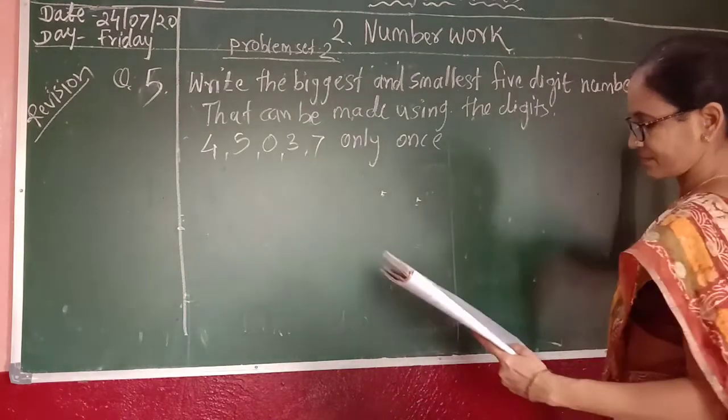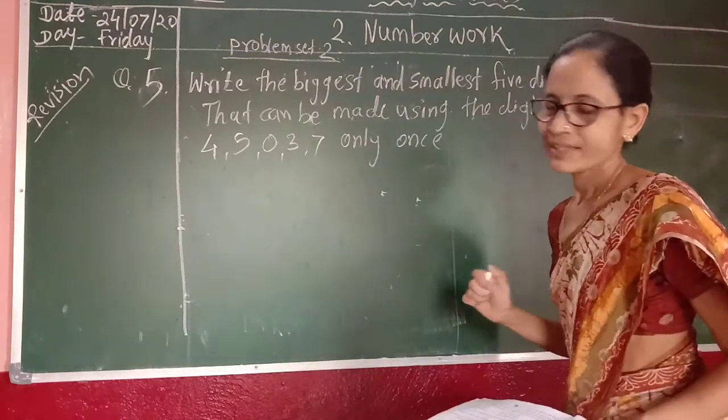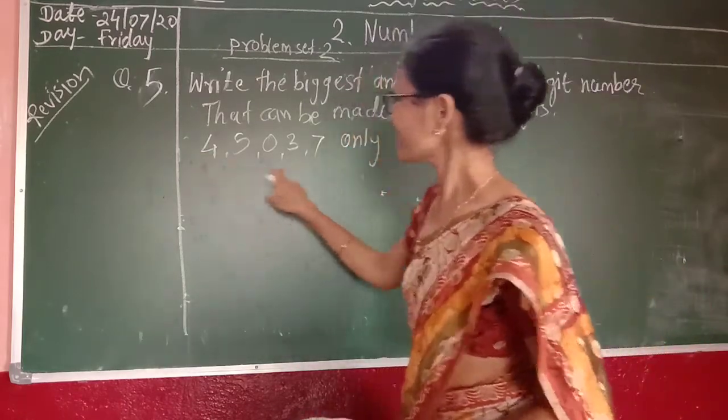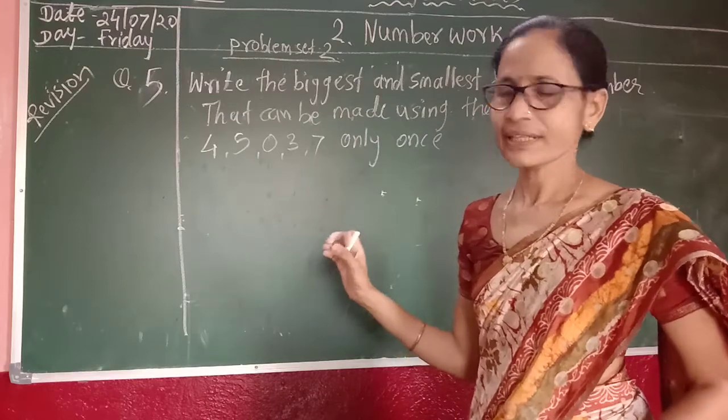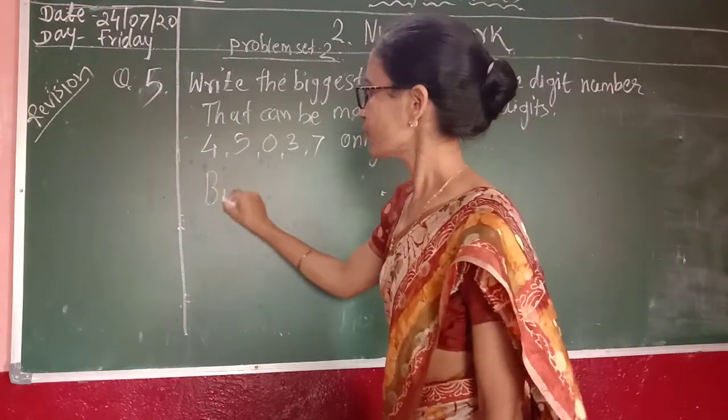Numbers that can be made using the digit only once. आपको क्या करना है, ये जो डिजिट दिए है इसका यूज करके, वन टाइम यूज करके आपको बिगेस्ट एंड स्मॉलेस्ट नंबर बनाना है. फर्स्ट ऑफ ऑल वी मेक द बिगेस्ट नंबर.